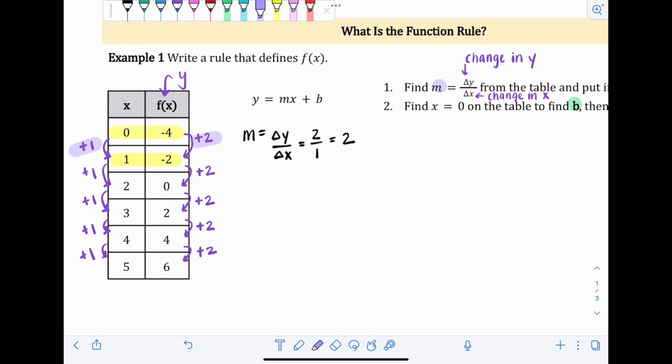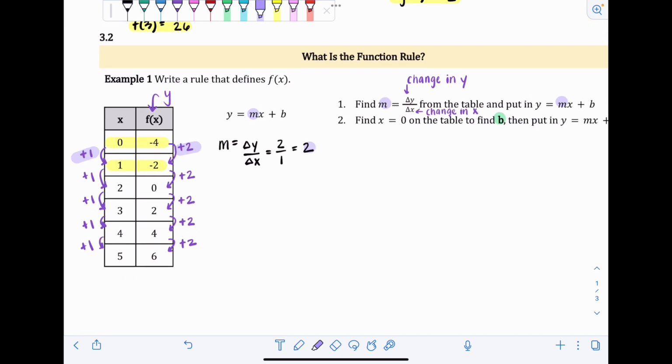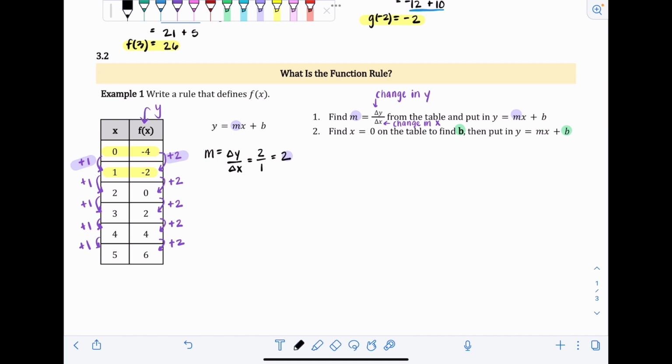So I'm going to take that 2 and put it in y equals mx plus b. That's step number 1. So it'll be y equals 2x plus b, since the m we found was 2. So that's step 1, we're done with that one. And then step 2 says find x equals 0 on the table to find b, then put it in y equals mx plus b for b.